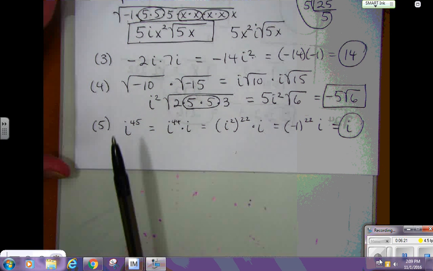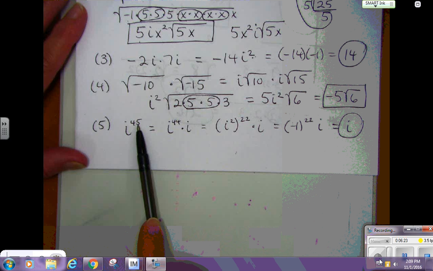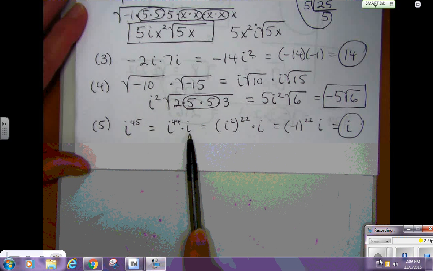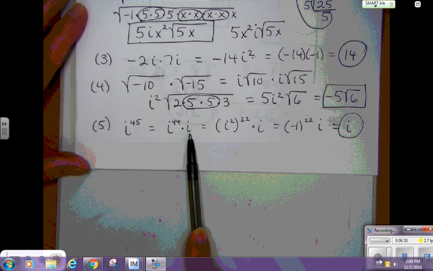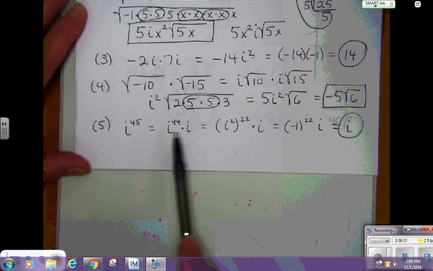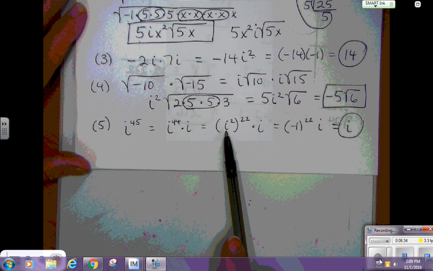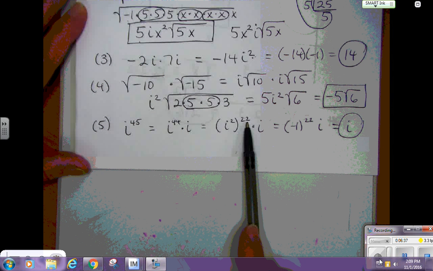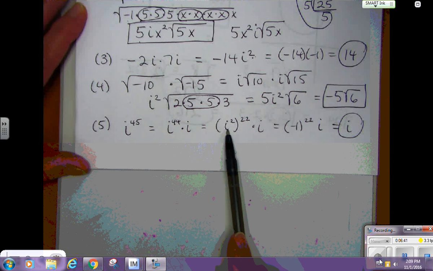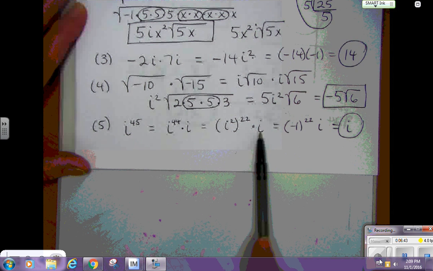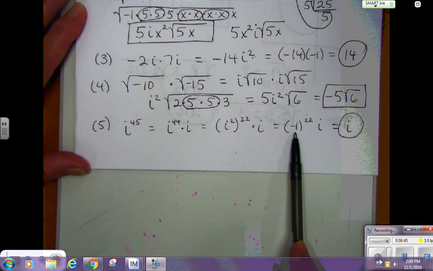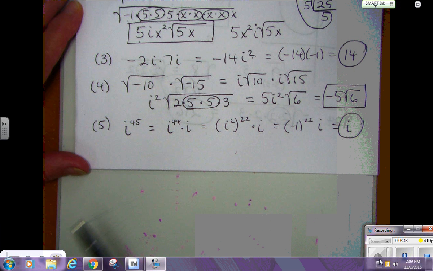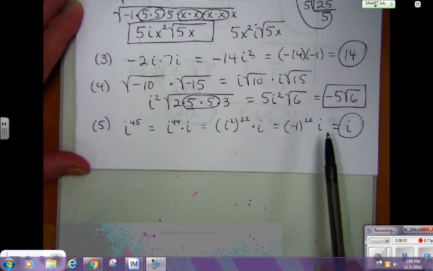So since this is an odd exponent, I rewrote it as an even exponent times the i that was left over. And this i to the 44th, I wrote as i squared to the 22nd power. I always want the i squared in the parentheses. And then your leftover i. So i squared is negative 1. And negative 1 to an even power is positive 1. Positive 1 times i is just going to be i.